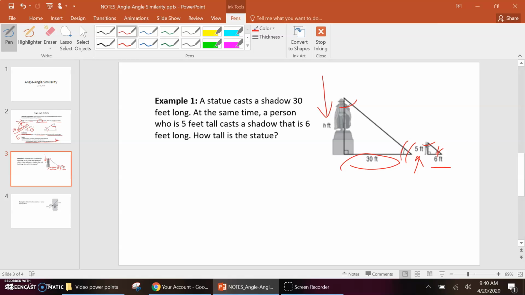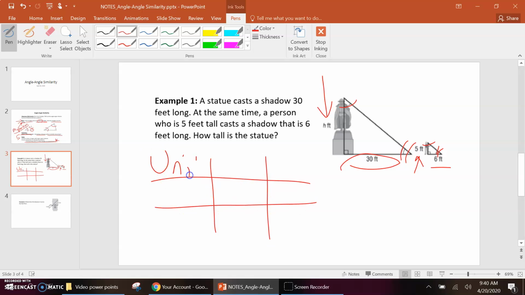So here we go. We set up our UGF. I know it's been a while since you've seen that. U for units, G for given, and then F for find. Okay? So you could say big to small, meaning big triangle to little triangle. Okay? You could also do statue to person, however you want to do it. But we'll make it simple, and we'll just say big to small.